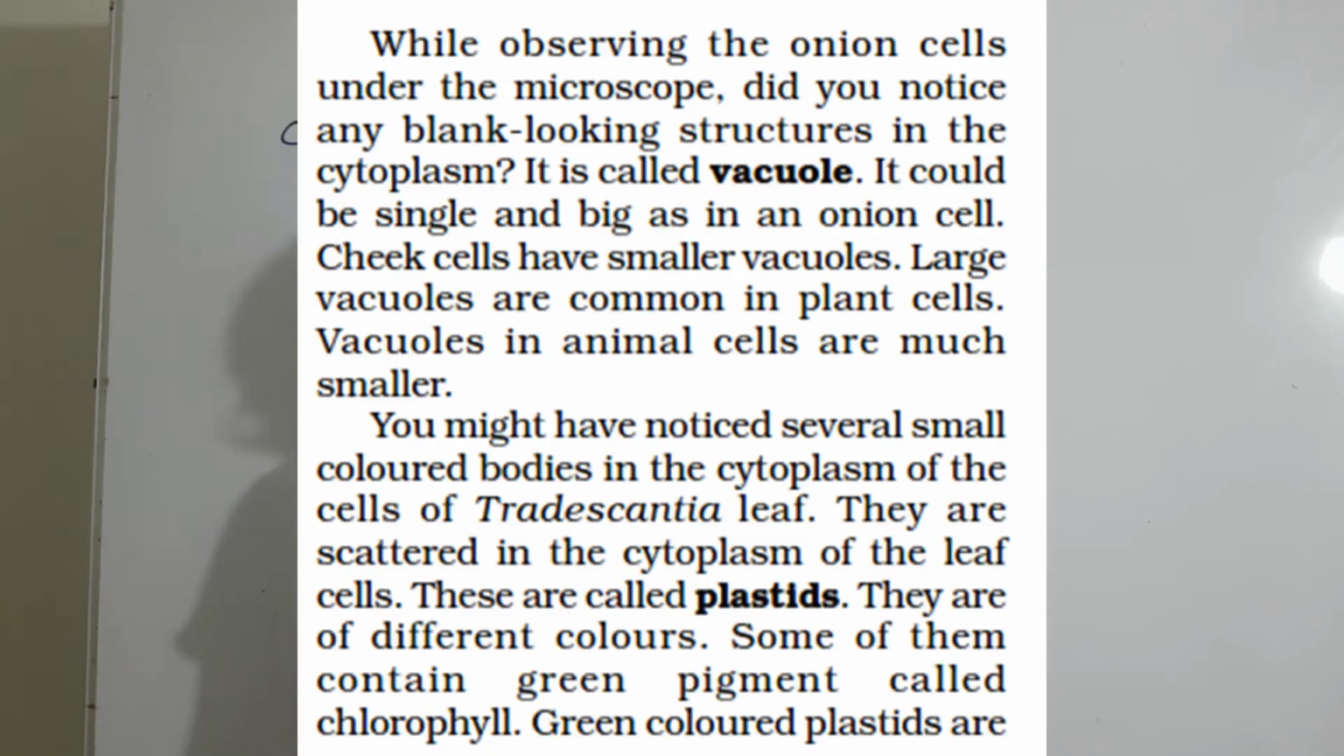While observing the onion cells under the microscope, did you notice any blank looking structures in the cytoplasm? It is called a vacuole. It could be single and as big as in an onion cell. Cheek cells have smaller vacuoles. Large vacuoles are common in plant cells. Vacuoles in animal cells are much smaller.